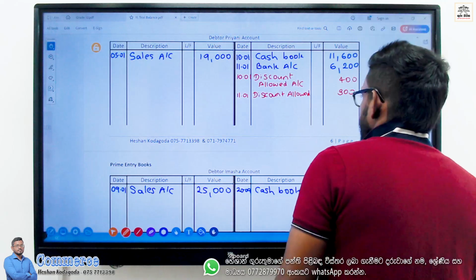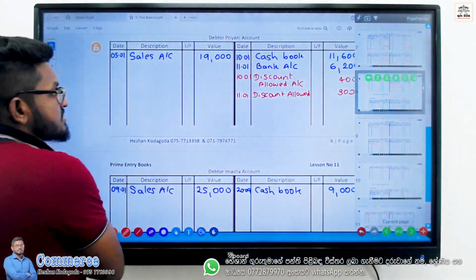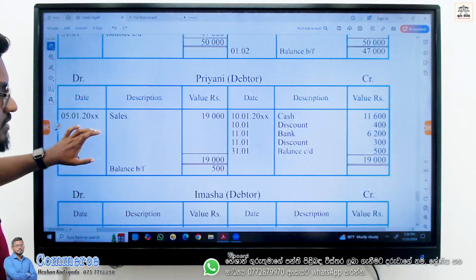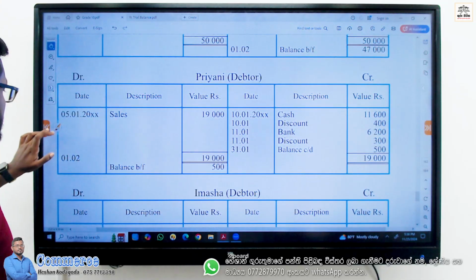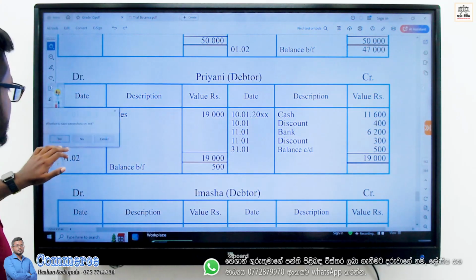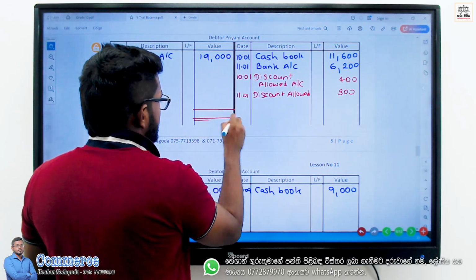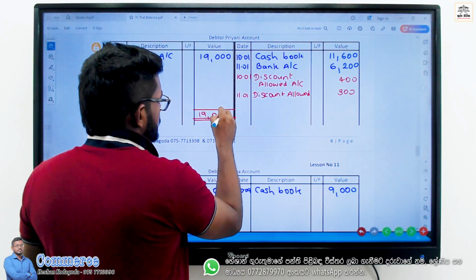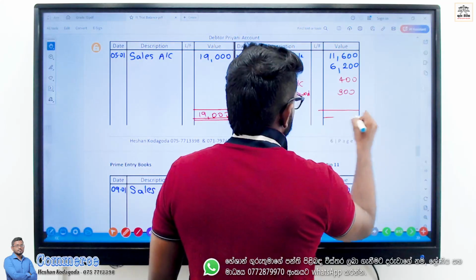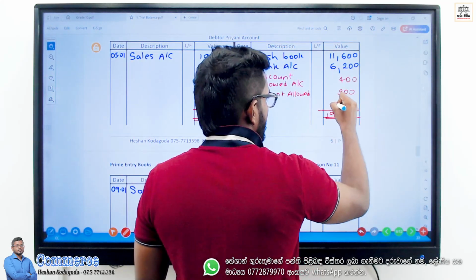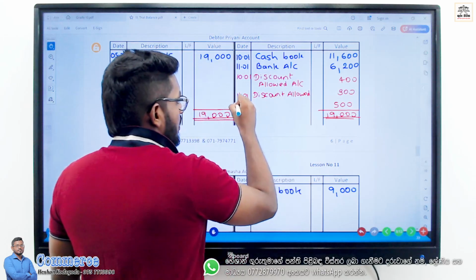Then debtor Priyani account, debit side 19,000. Am I correct? Yes, 19,000. I think credit side total is 18,500, right? Yeah, it's 19,000 in here, 19,000 in here. In here, 18,500. So it's 500.